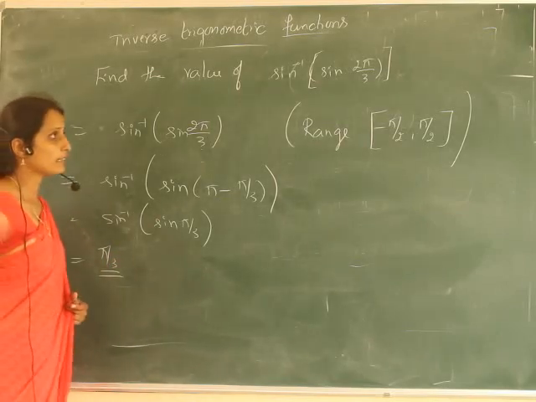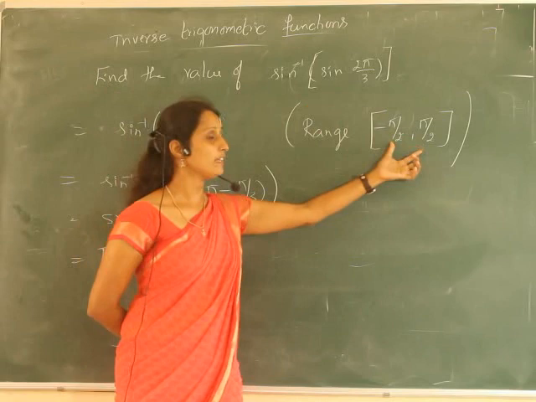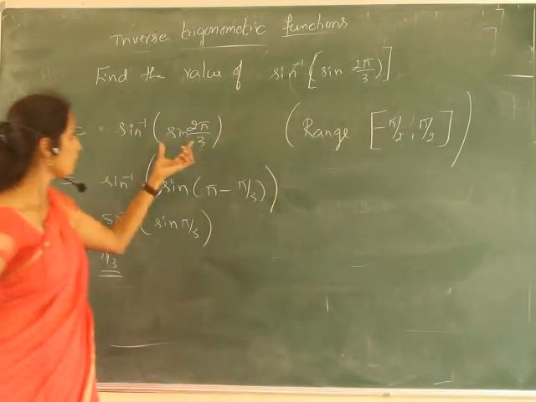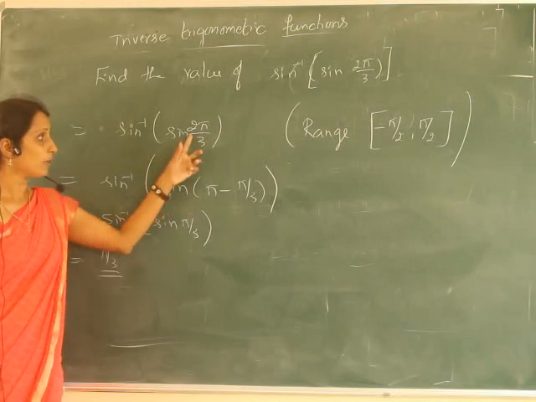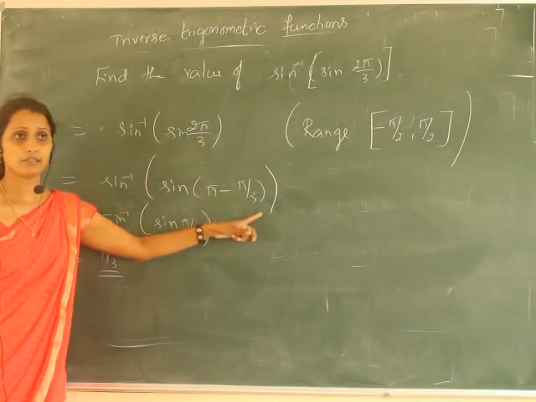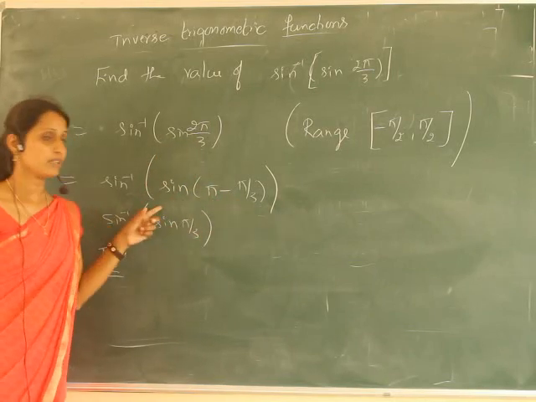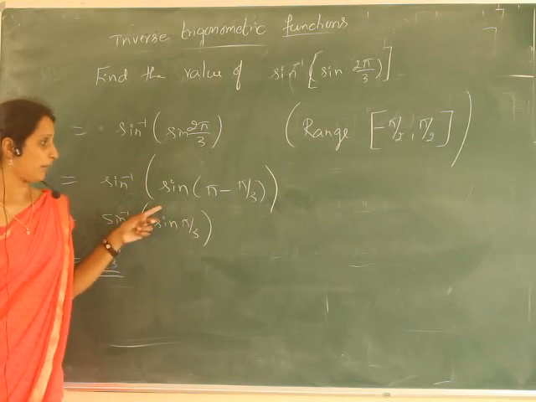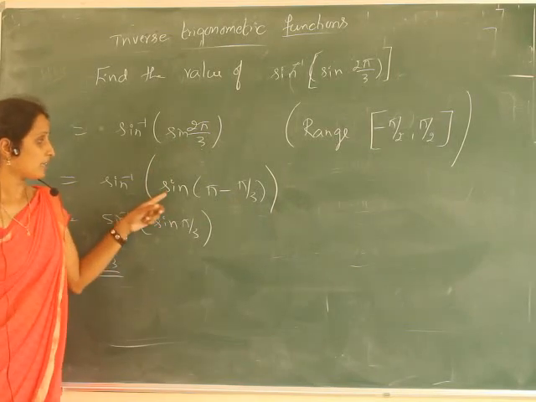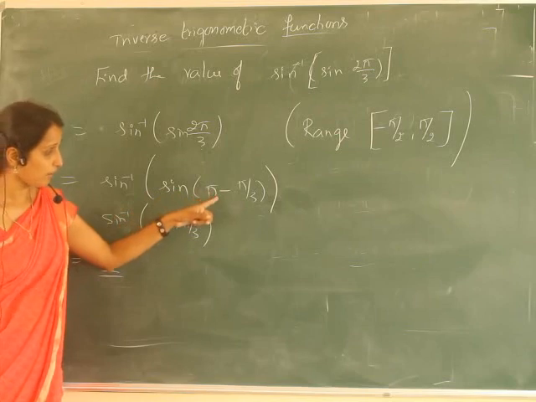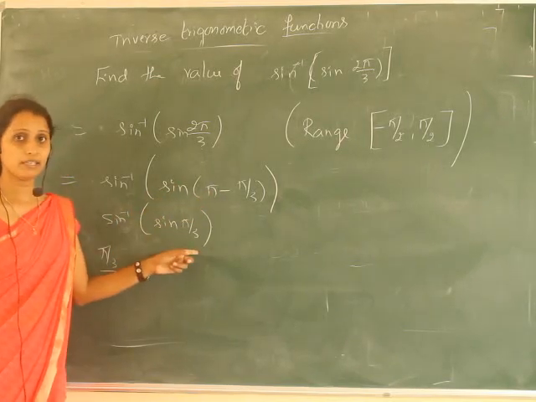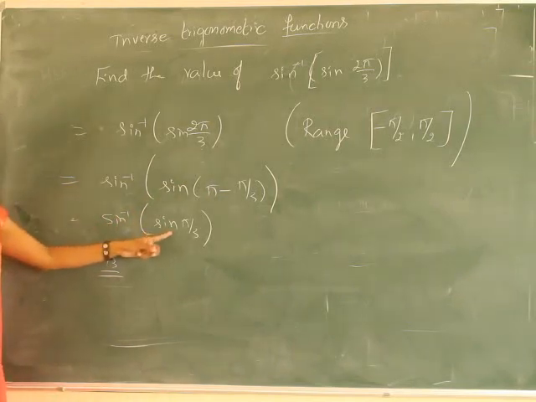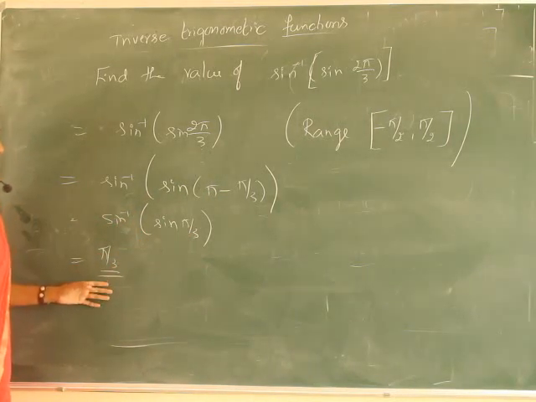So what I have done is, here 2 pi by 3 is not in this range. So we have to simplify sine 2 pi by 3. How can we write it? 2 pi by 3 can be written as pi minus pi by 3. Now it is sine of pi minus pi by 3. Since it is a pi, the function remains the same, sine, and that becomes sine pi by 3. Then sine inverse and sine can be cancelled. We are getting the answer as pi by 3. Therefore, the value of that will be pi by 3.